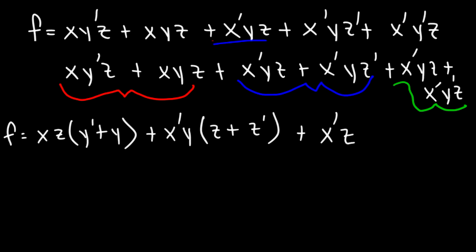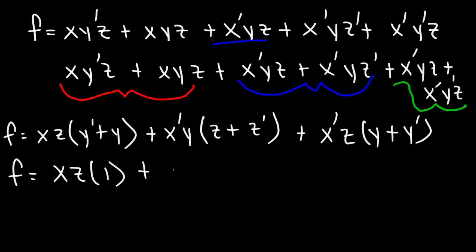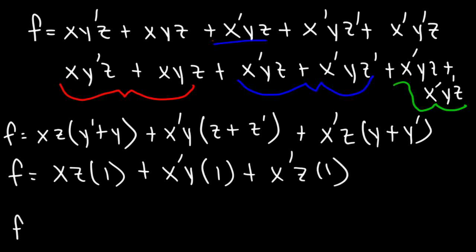So we can take out x prime z, and we're going to be left with y plus y prime. So using the complement rule, y prime plus y is 1. And the same is true for z plus z prime. So now the function is going to be xz plus x prime y plus x prime z.